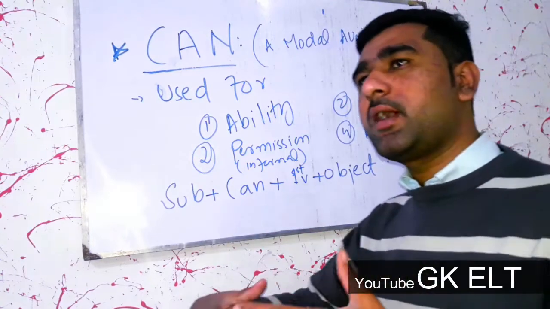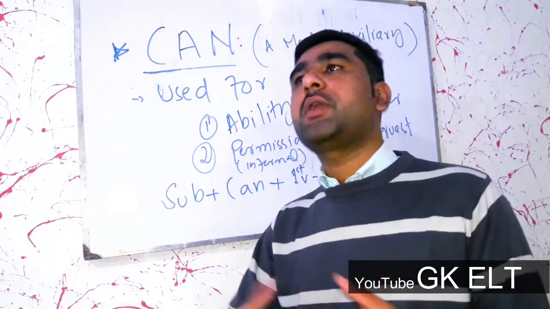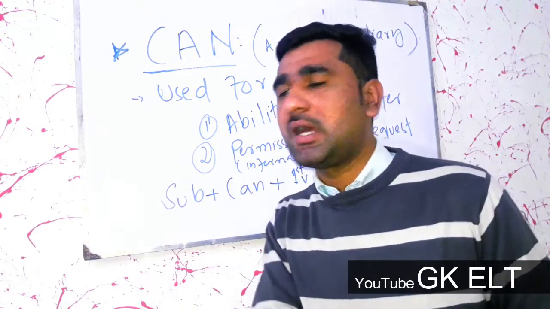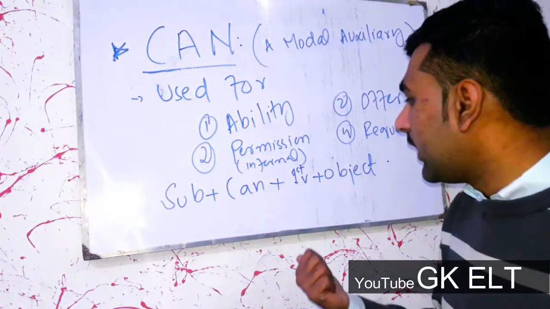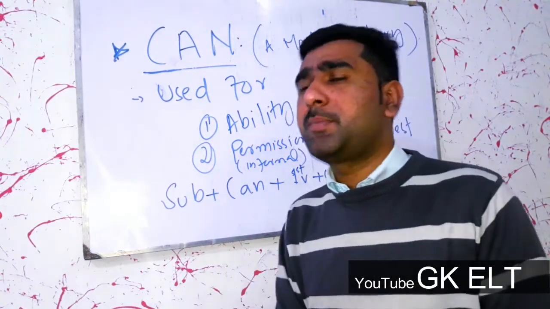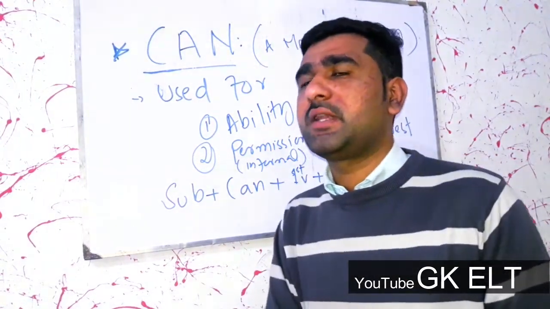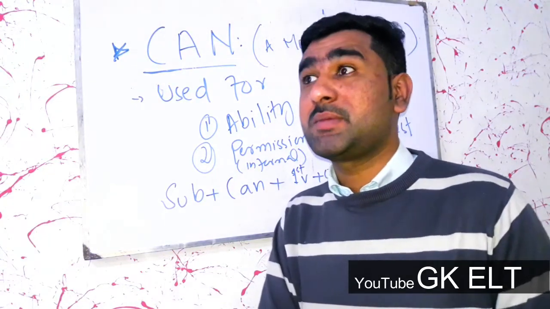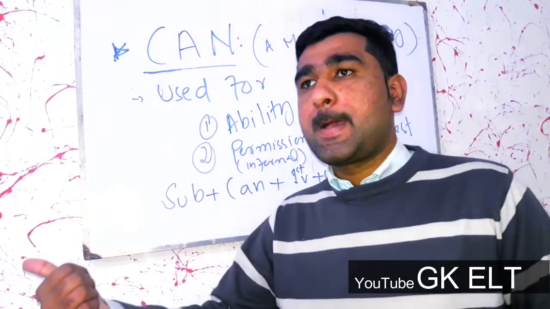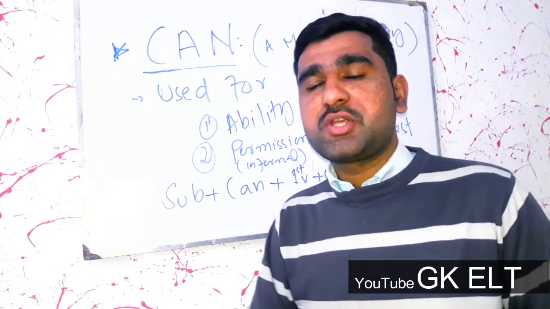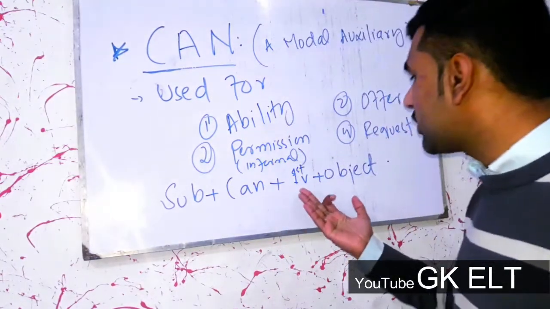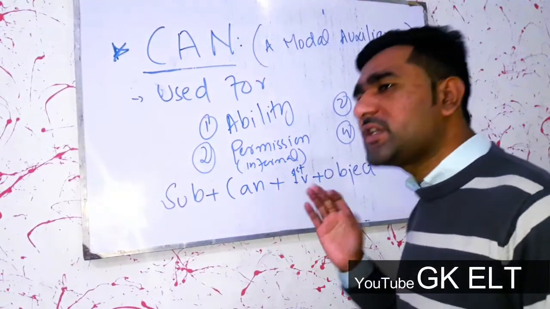Subject: we say a person, noun or pronoun, the doer of an action, the worker of an action is called the subject. Then we have can. Now many people pronounce this word differently, some say can and some say can. One is pronounced by British, and the other is pronounced by American. After this we use the first form of verb.